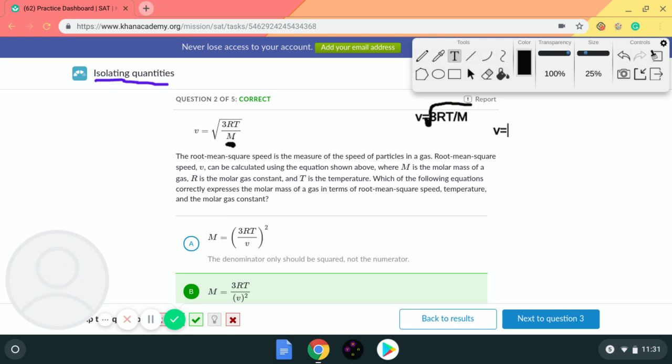So let us square the radical, and in doing so, we just get divided by m. The next thing we should do is multiply both sides by m, so that way we get I don't know, I think it would look like this. Now we're going to divide both sides of the equation by v.